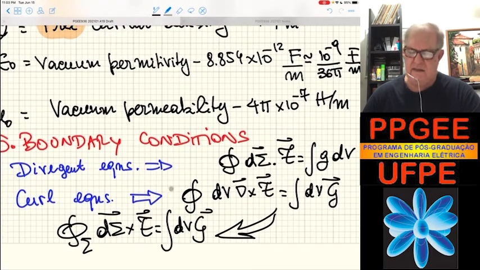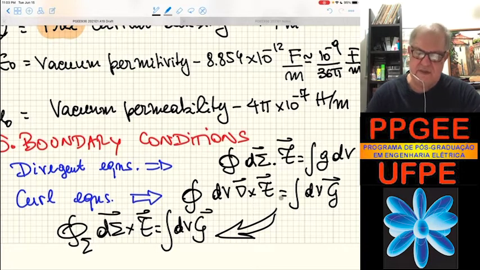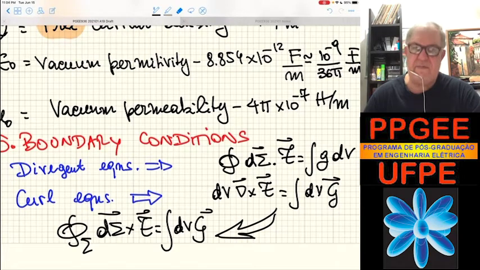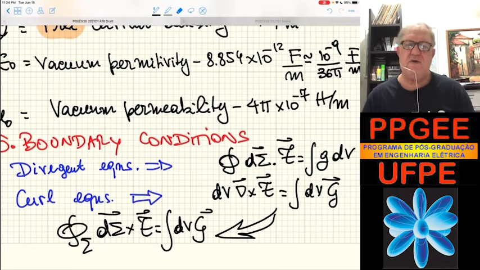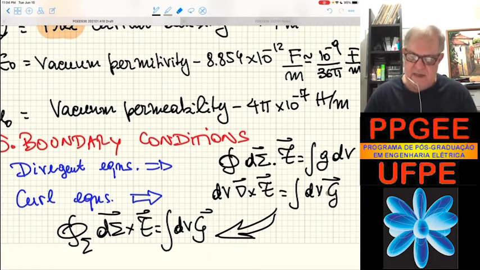And the other one is the curl equations. In the volume, we integrate both sides of the curl equation. This notation is wrong here. Okay. If you apply the volume integral of the curl, it's going to be the volume integral of whatever is on the right hand side. So this is a volume integral here.